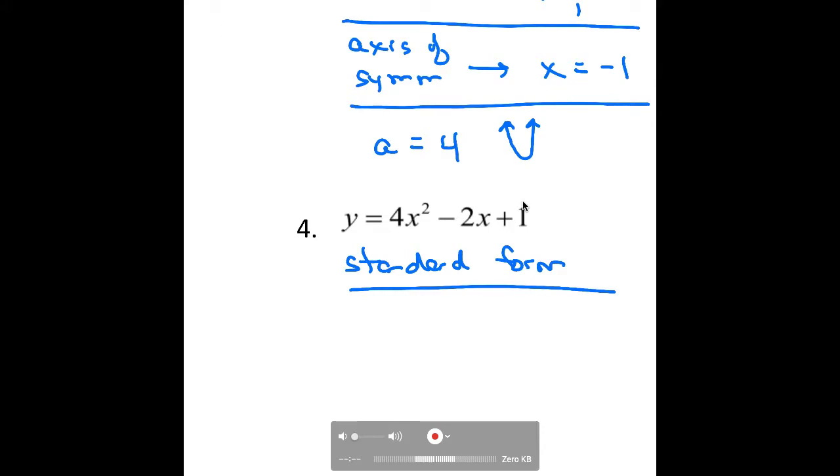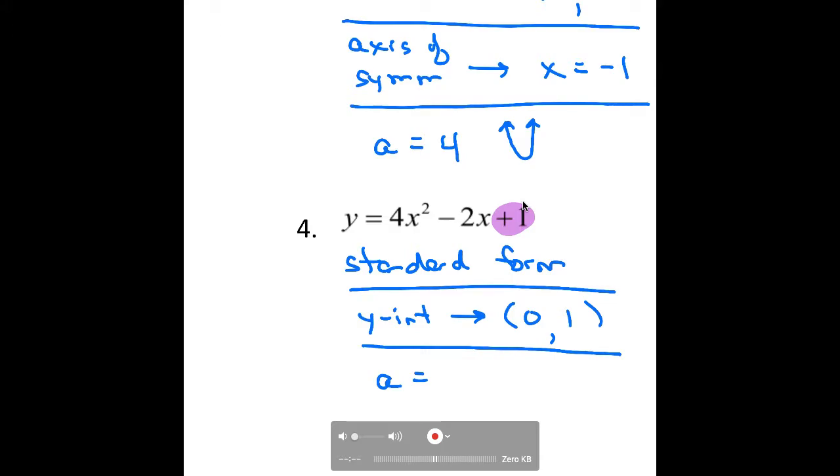What can we identify from standard form? And in this case, it's going to be at 0, 1. Nice. Remember, if it's not in parentheses, it's true to form, whatever it is. And then, as always, we can always identify A, not axis of symmetry. And in this case, what does A equal? Good, 4. Which means it is narrow and opens up.